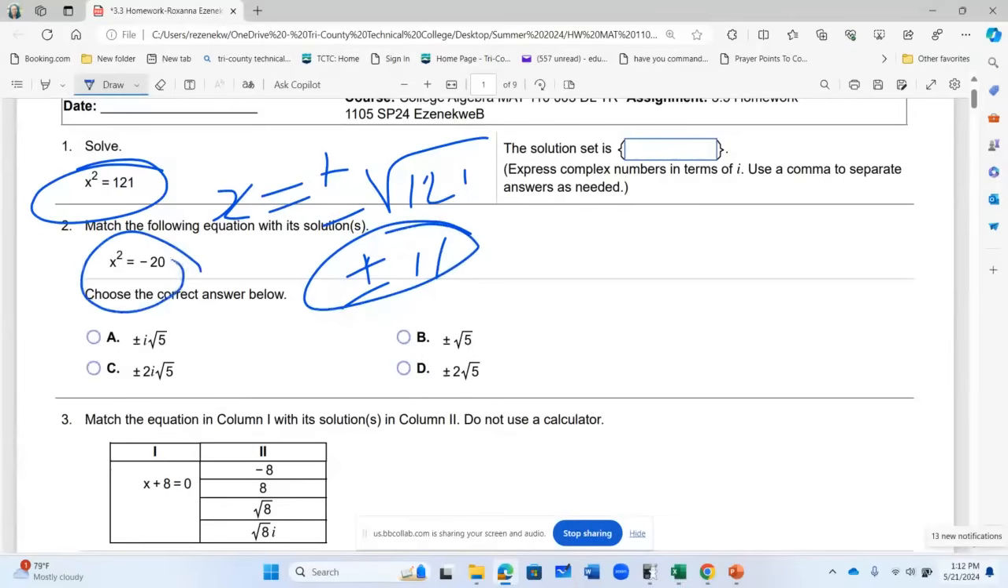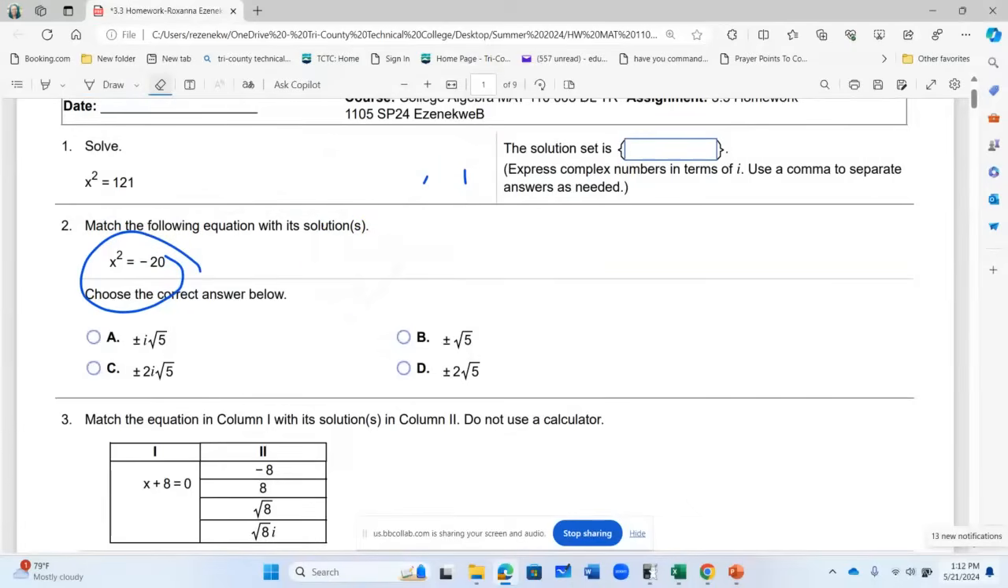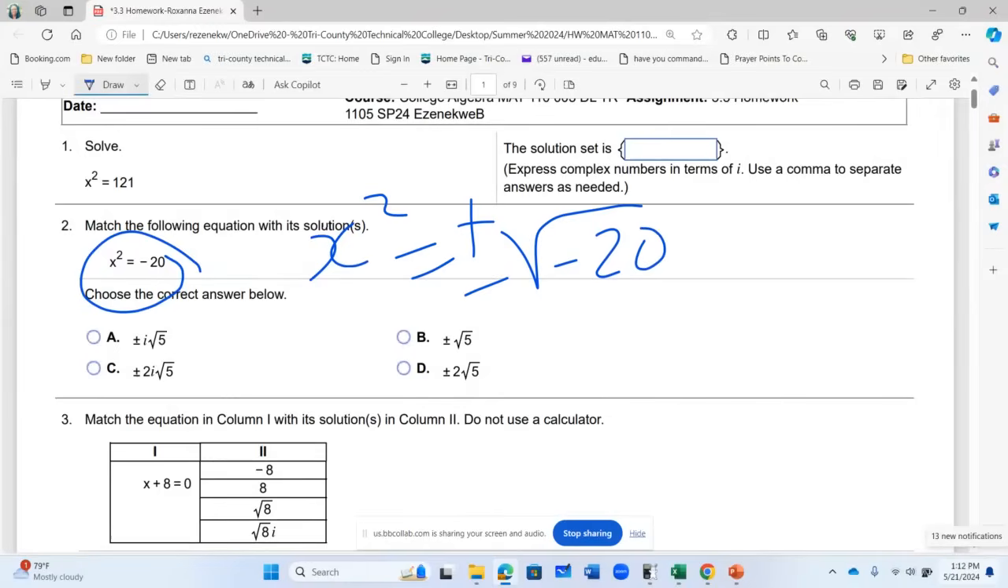So let's go to number 2. We have to be careful with number 2. Before some of you came in, we talked about complex numbers. So you just have to be careful. You have to square both sides, find the square root of both sides. All right, so I have x squared is equal to plus or minus square root of -20. Square root of -20 is a complex number like we just said.